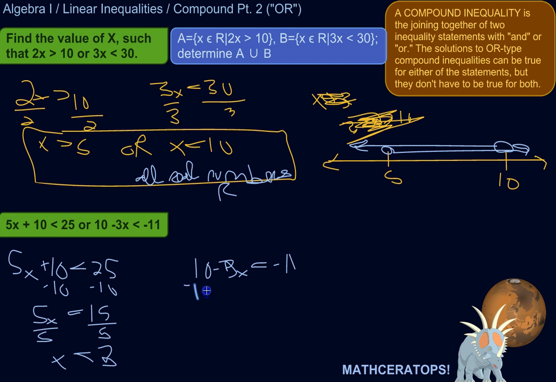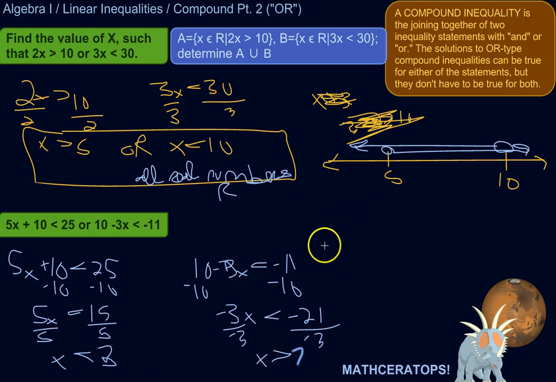So x could be less than 3, or alternatively, let's isolate the variable here. I'm going to subtract 10 from both sides. What I'm left with is negative 3x is less than negative 11 minus 10, which is negative 21. Now I'm going to divide both sides by negative 3 to get x by itself. Because I'm dividing both sides of the inequality by a negative number, I need to flip the inequality sign. So x is greater than negative 21 divided by negative 3, which is 7. So if x is less than 3, it counts, or if x is greater than 7, it counts.